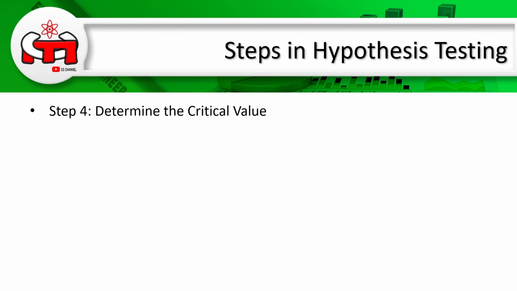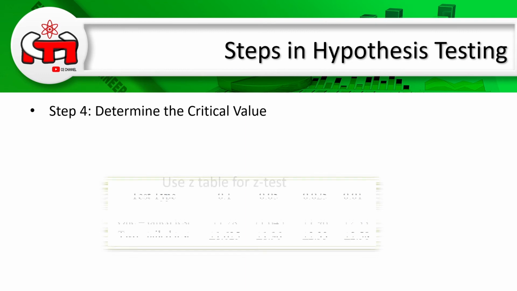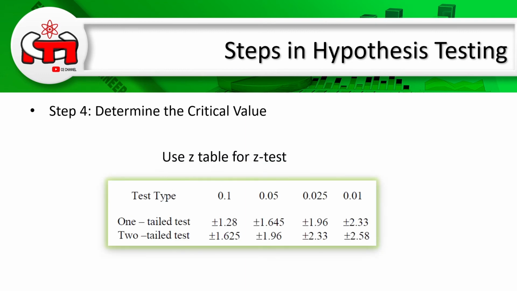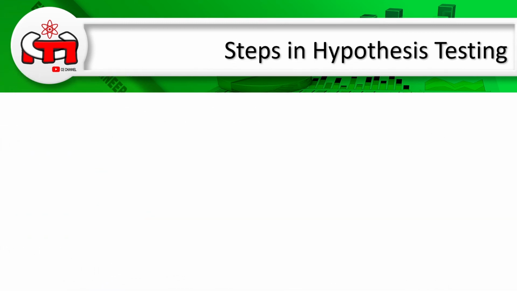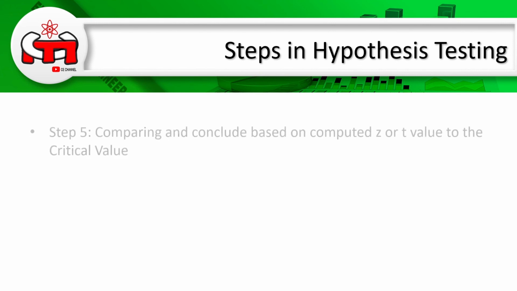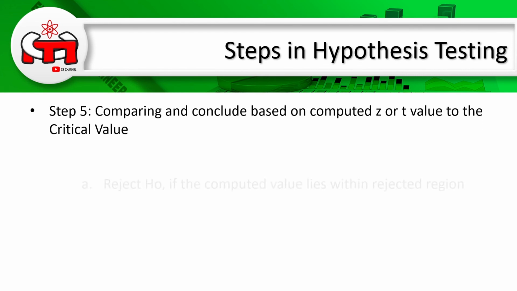Step 4. Determine the critical value. For the z-test, use the z-table. For the t-test, use the t-table. You can also find a complete table of these tests on the internet. Now that we have the computed value of z or t from step 3, and the z or t table value from step 4, let us proceed to step 5, which is to conclude.